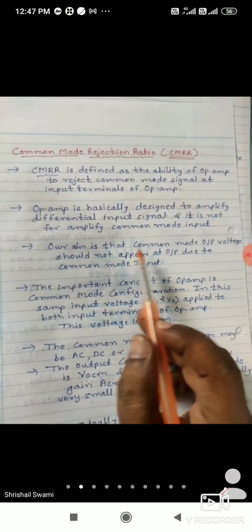Our aim is that the common mode output voltage should not appear, meaning it becomes 0. The common mode output voltage, that is VOCM, should be 0. That is our aim. So when is it possible? VOCM becomes 0 if CMRR becomes infinite. Are you getting my point?